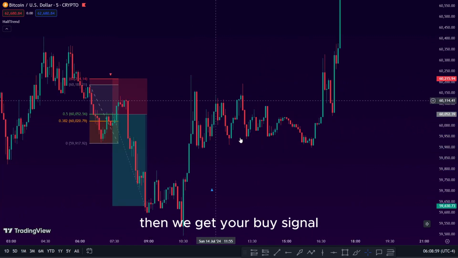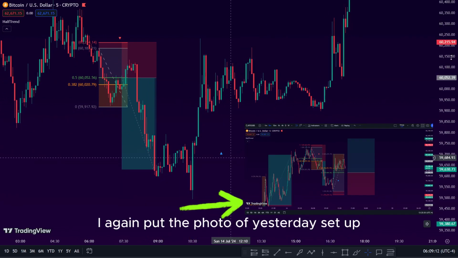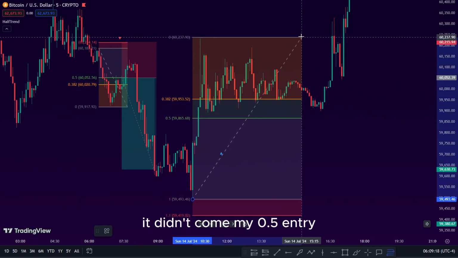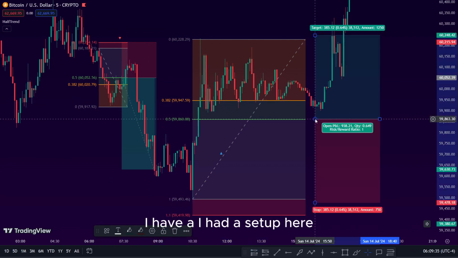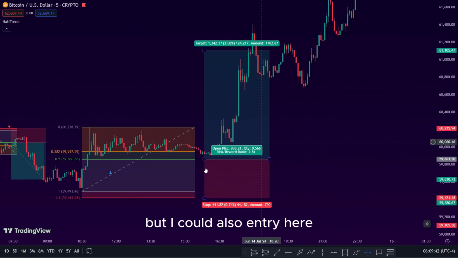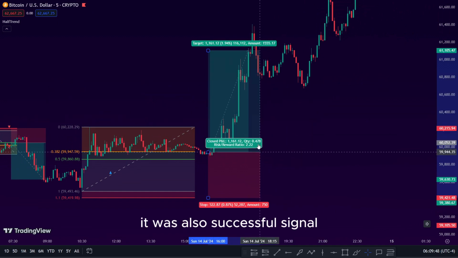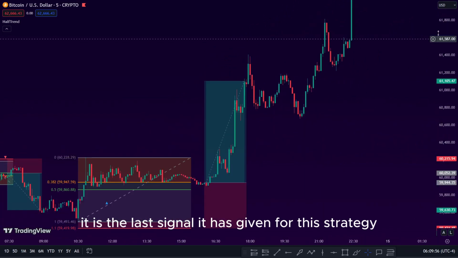Then we get here buy signal. I had a setup for this position. I again put the photo of yesterday setup. It didn't come my 0.5. It came to this zone 0.382. I had a setup here, but I could also entry here. It was also successful signal as you see here. It is the last signal it has given for this strategy.